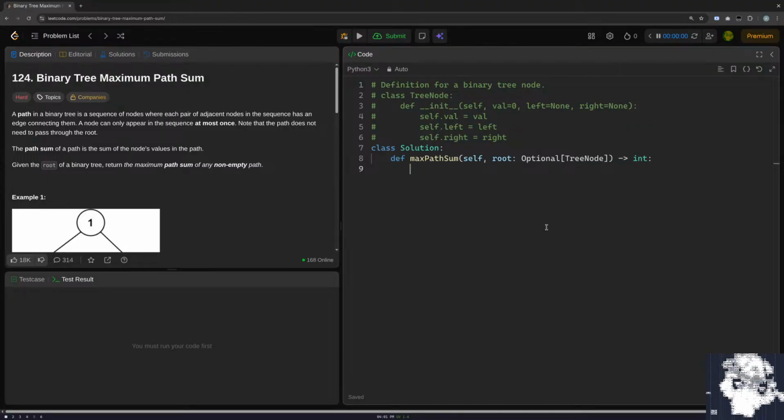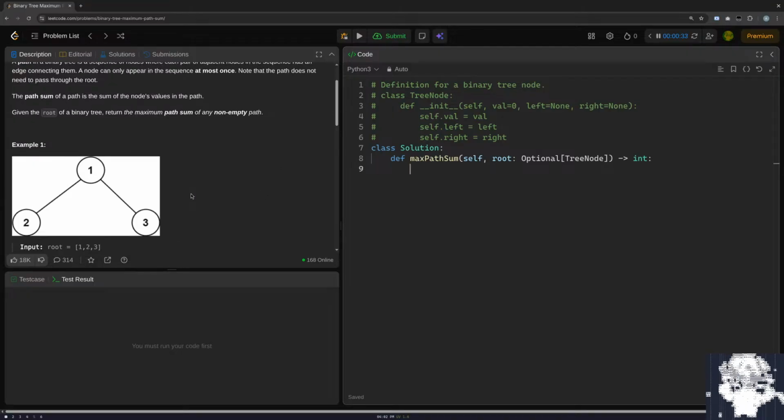Start the stopwatch. 124, binary tree maximum path sum. Hard. A path in a binary tree is a sequence of nodes where each pair of adjacent nodes in the sequence has an edge connecting them. A node can only appear in the sequence at most once. Note that the path does not need to pass through the root. The path sum of a path is the sum of the node's values in the path. Given the root of a binary tree, return the maximum path sum of any non-empty path.